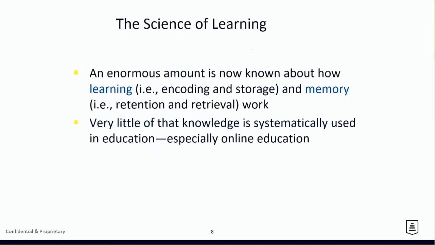The science of learning: an enormous amount is now known about how learning, and by that I mean the encoding, the taking in and storage, getting it into storage, and memory, and by that I mean the retention, holding on to it over time, and retrieval, digging it out when you need it, work. So learning and memory are really different sides of the same coin. You can't have learning, really, without memory. If you learn and you don't remember, you might as well not have learned. And you really can't have memory unless you learned it. They're really different aspects of the same thing. That's what science of learning is about.